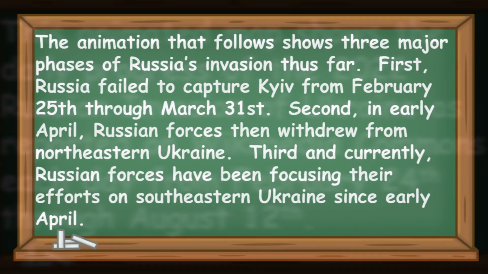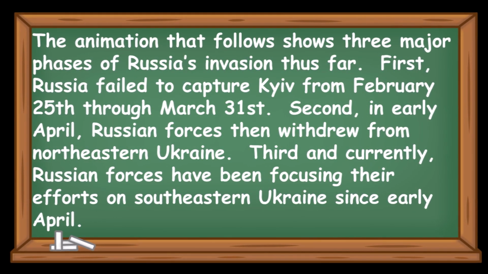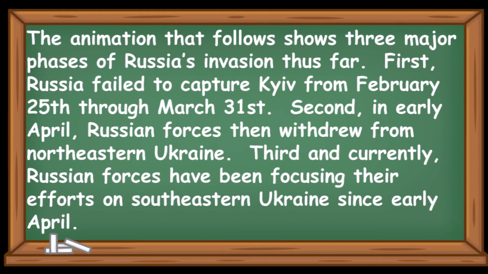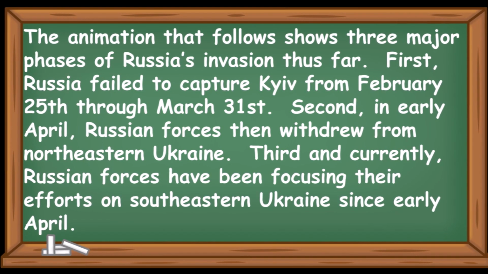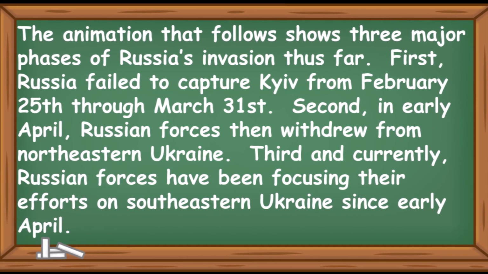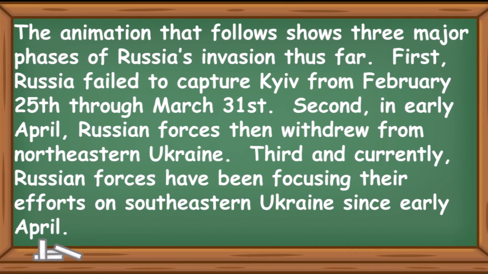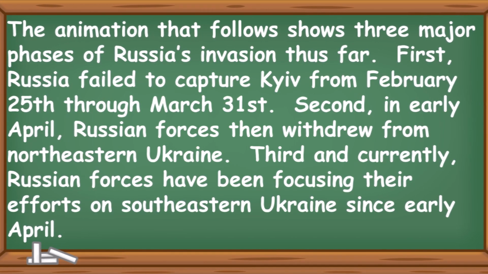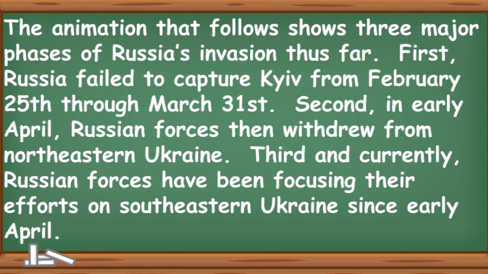The animation that follows shows three major phases of Russia's invasion thus far. First, Russia failed to capture Kyiv from February 25th through March 31st. Second, in early April, Russian forces then withdrew from northeastern Ukraine. Third, and currently, Russian forces have been focusing their efforts on southeastern Ukraine since early April.